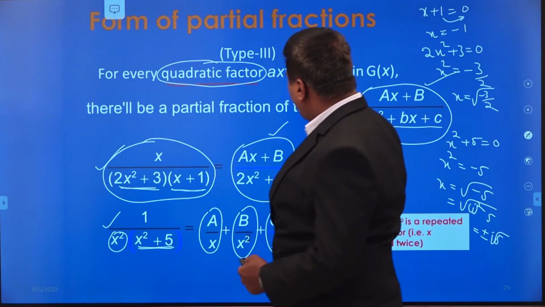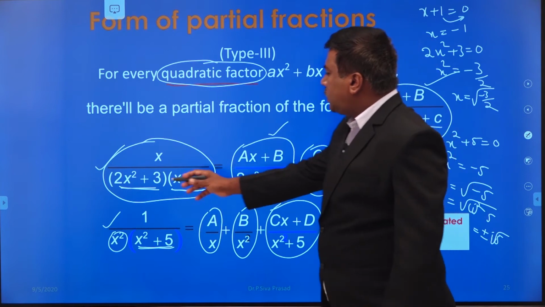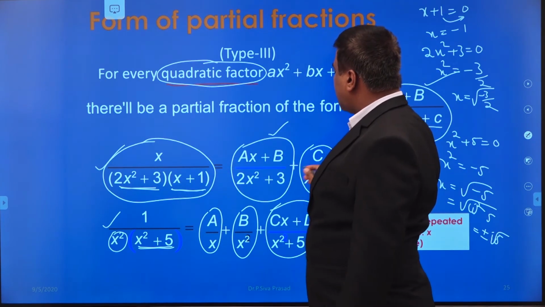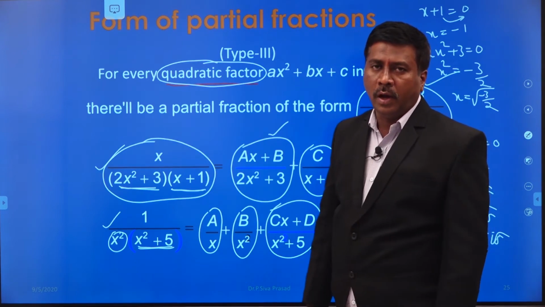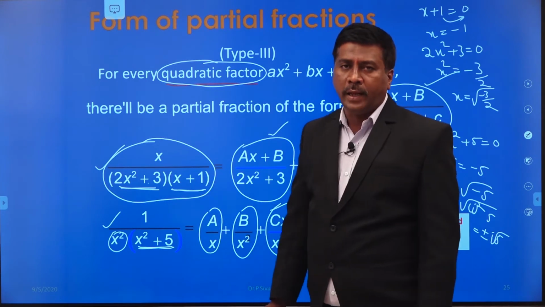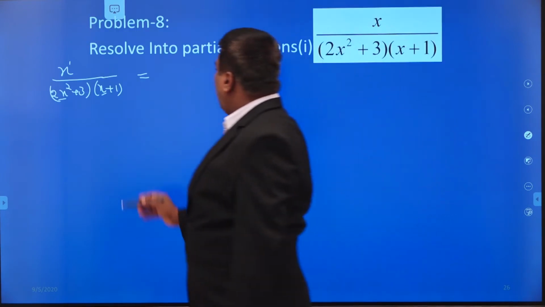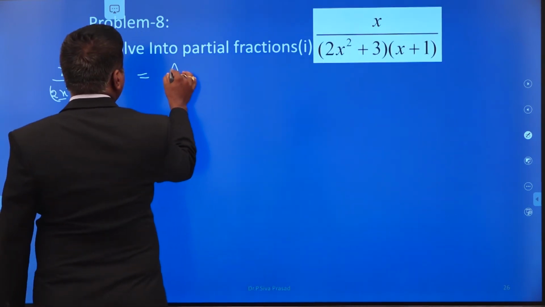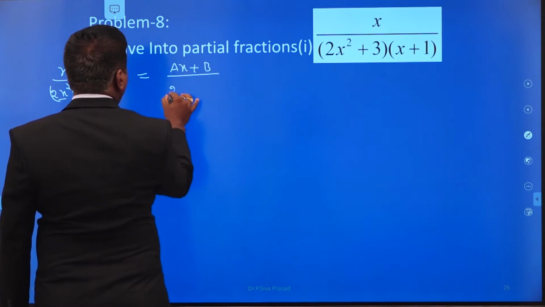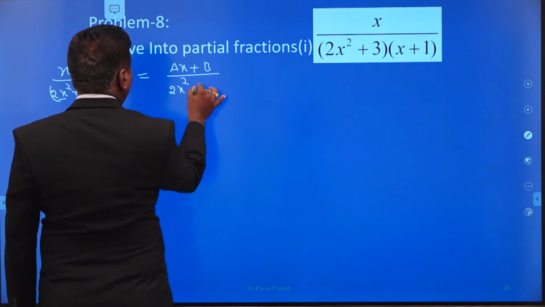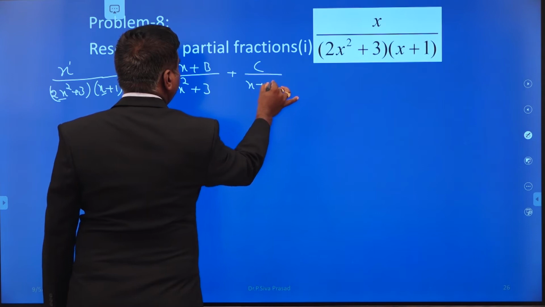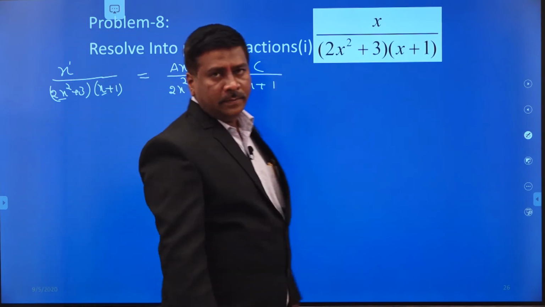Therefore, what we have to consider is the type 3. That means (2x² + 3)(x + 1). Therefore, the partial fractions are (Ax + B)/(2x² + 3) + C/(x + 1). Likewise, you have to consider this, because 2x² + 3 is the quadratic factor and x + 1 is the linear factor. Therefore, this is (Ax + B)/(2x² + 3) plus C/(x + 1).